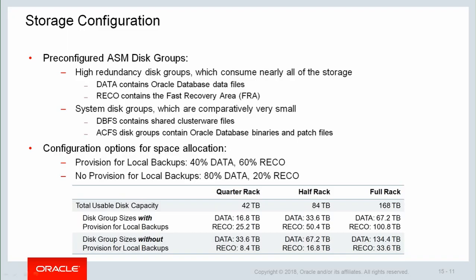And also space allocation configuration. We have two possible space allocation options. One is when you create backups to the ExaData cloud, then your physical disk is divided 40% for data, 60% for RECO. And also, if you create backups outside of ExaData, then your physical disk will be divided into two pieces. 80% of space will be used for data, and 20% for RECO. And we have the storage configuration based on service configuration options.